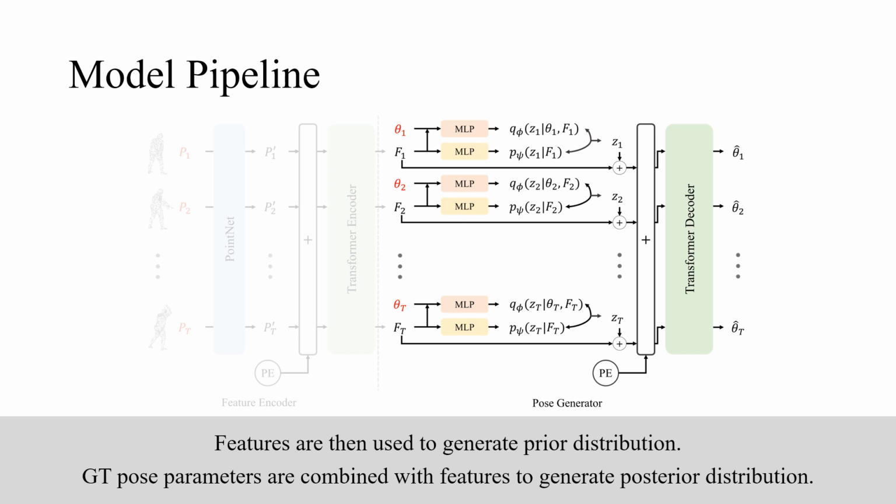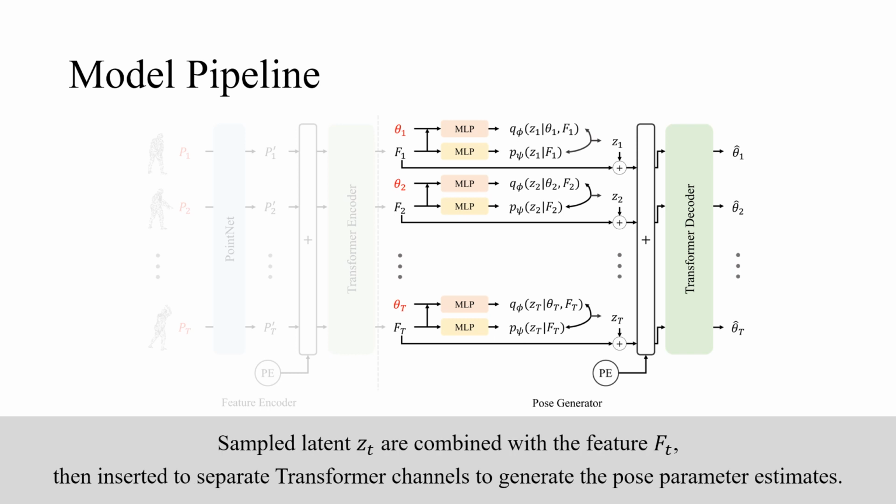Features are then used to generate prior distribution. Ground truth pose parameters are combined with features to generate posterior distribution. Sampled latent z_t are combined with the feature f_t, then inserted to separate transformer channels to generate the pose parameter estimates.